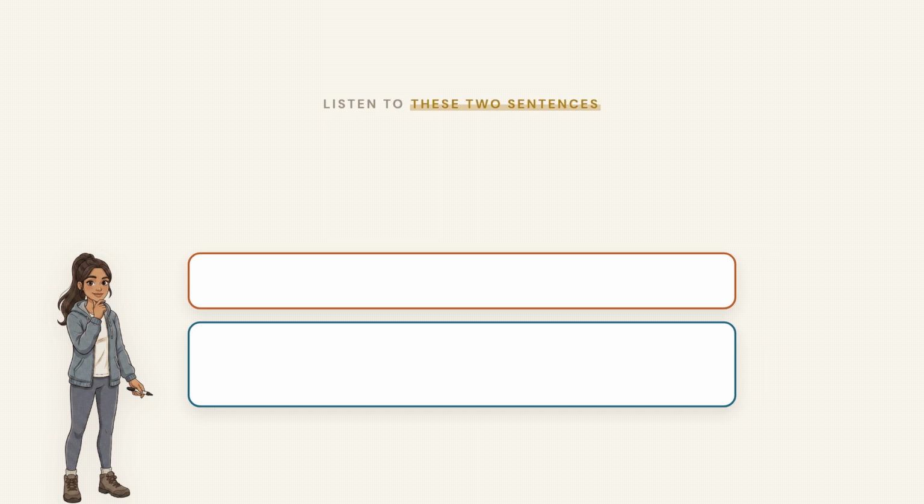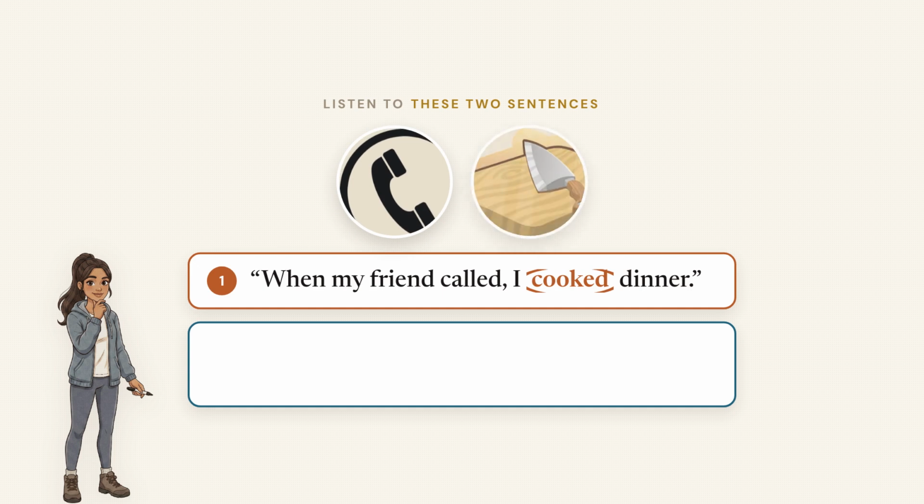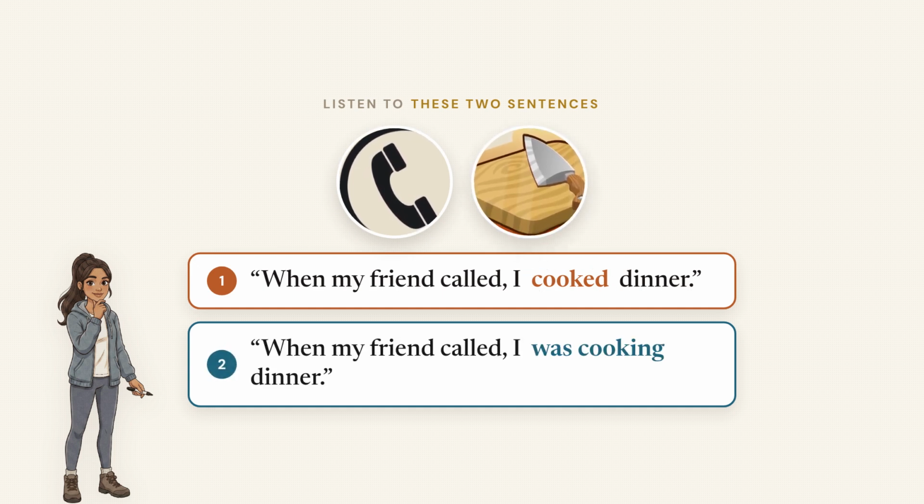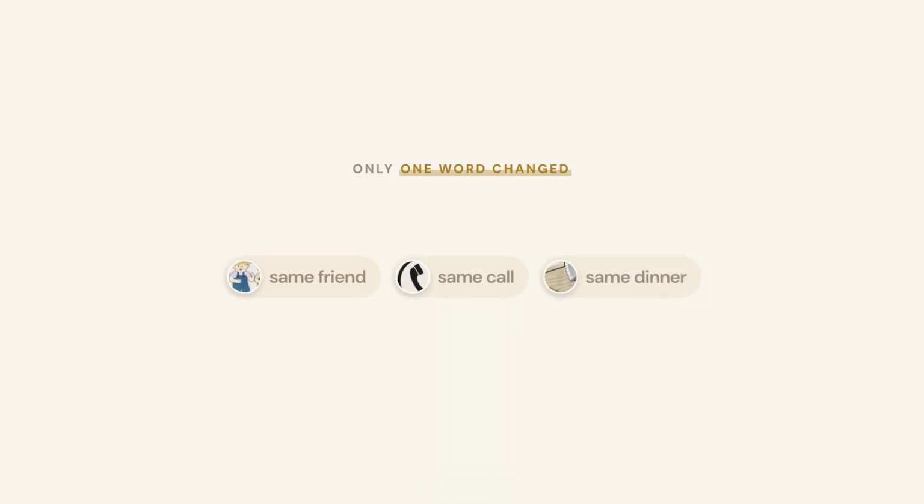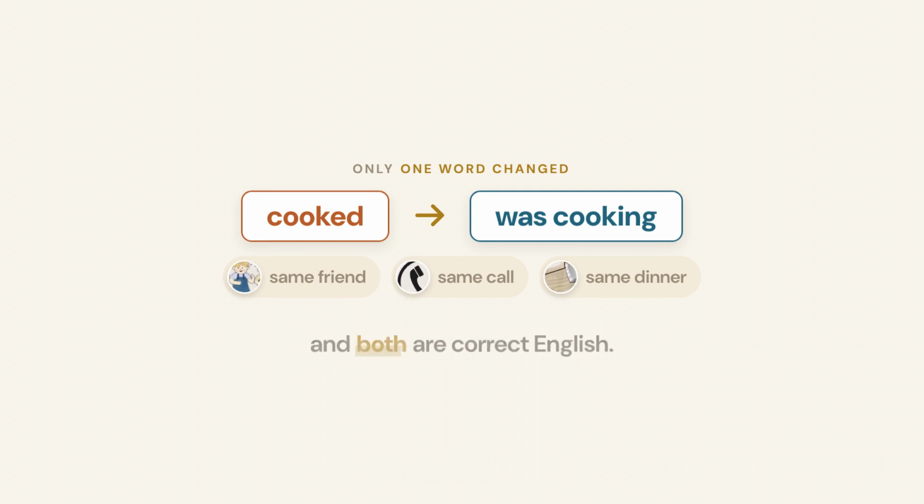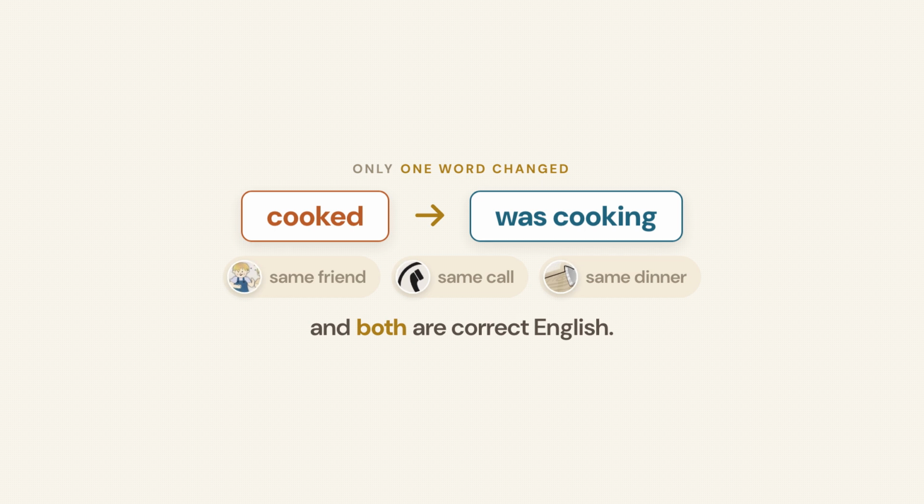Listen to these two sentences. When my friend called, I cooked dinner. When my friend called, I was cooking dinner. One word changed. Cooked became was cooking. Both sentences are correct English, but they tell two completely different stories.